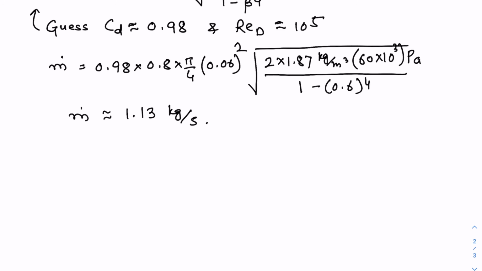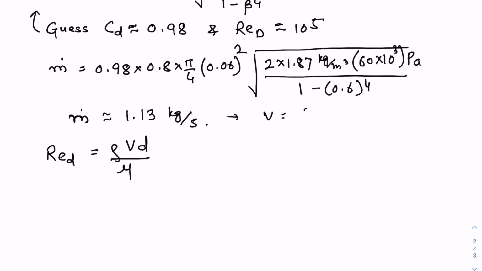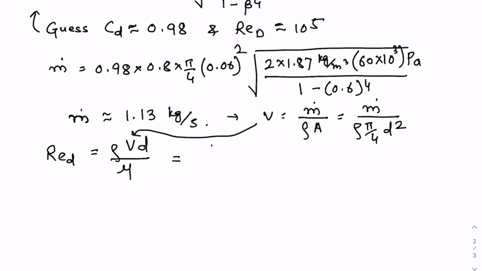Remember that this is just a guess, because we have guessed a value of CD and a value of Reynolds number, and we don't exactly know. So to find out the exact value, we will have to iterate. So now we have an estimate of the mass flow rate, and if you find out the Reynolds number from here, your Reynolds number is basically rho v d by mu, and velocity is nothing but mass flow rate divided by rho times area, which is basically mass flow rate divided by rho pi by 4 d square. So if you substitute it here, you'll find out that Reynolds number in terms of mass flow rate comes out to be 4 times the mass flow rate divided by pi mu d.